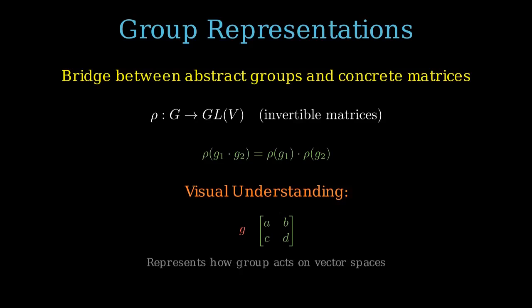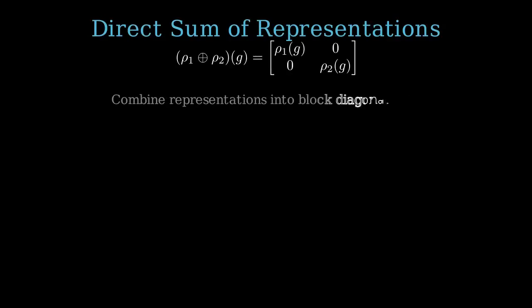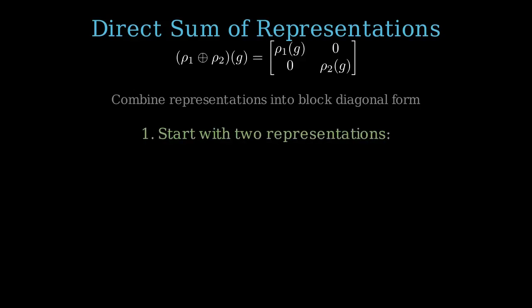We can combine representations when we have them. We get a block diagonal form of these representations. So we put them on the diagonal of the matrix, and this is the direct sum of the representations.